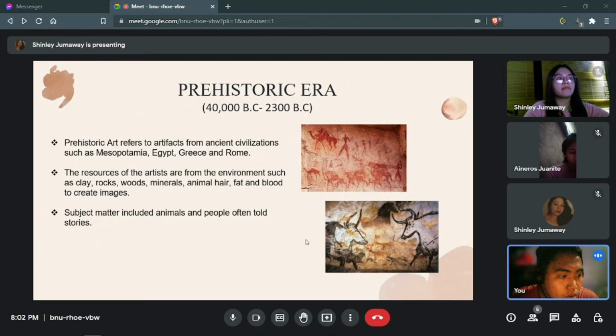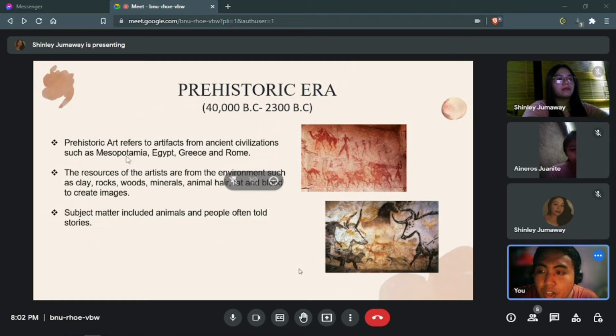gradually evolved into learning how to use tools to make things. Yeah, they used tools to make things and to do art. And they made art from natural resources, including crushed berries and sticks and brushes.